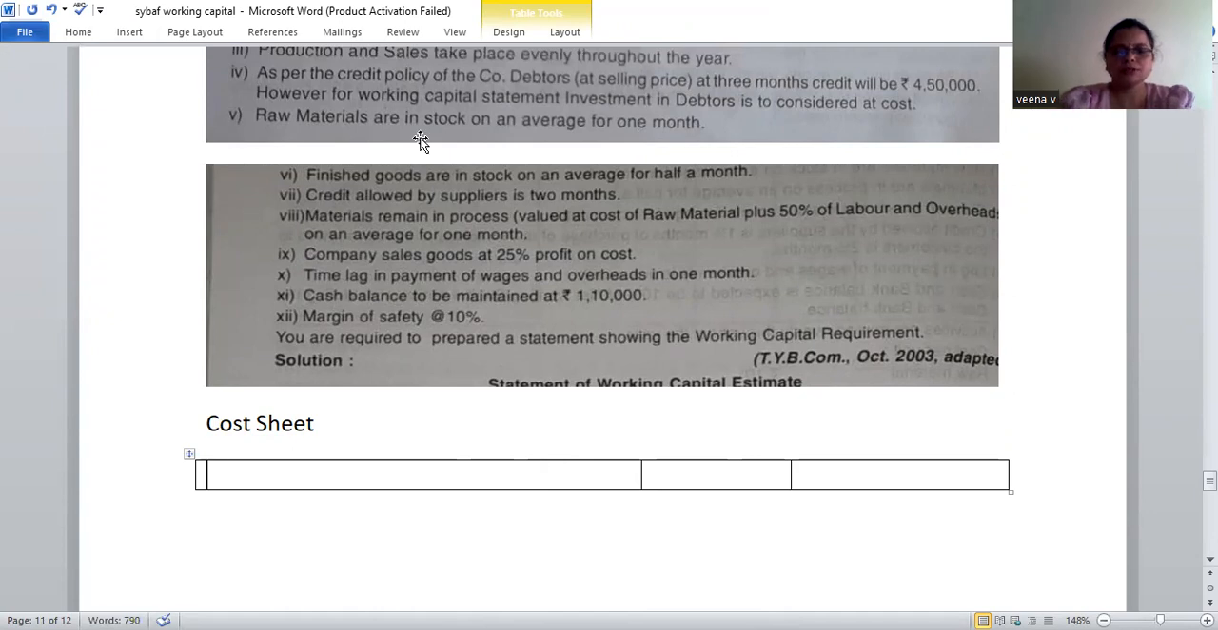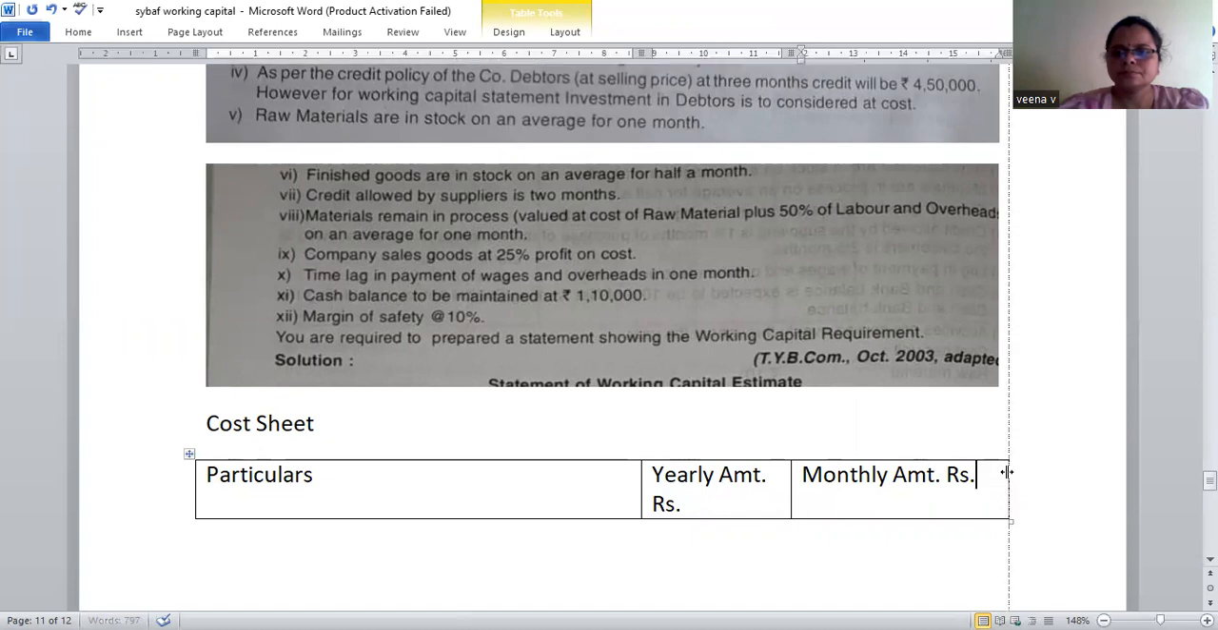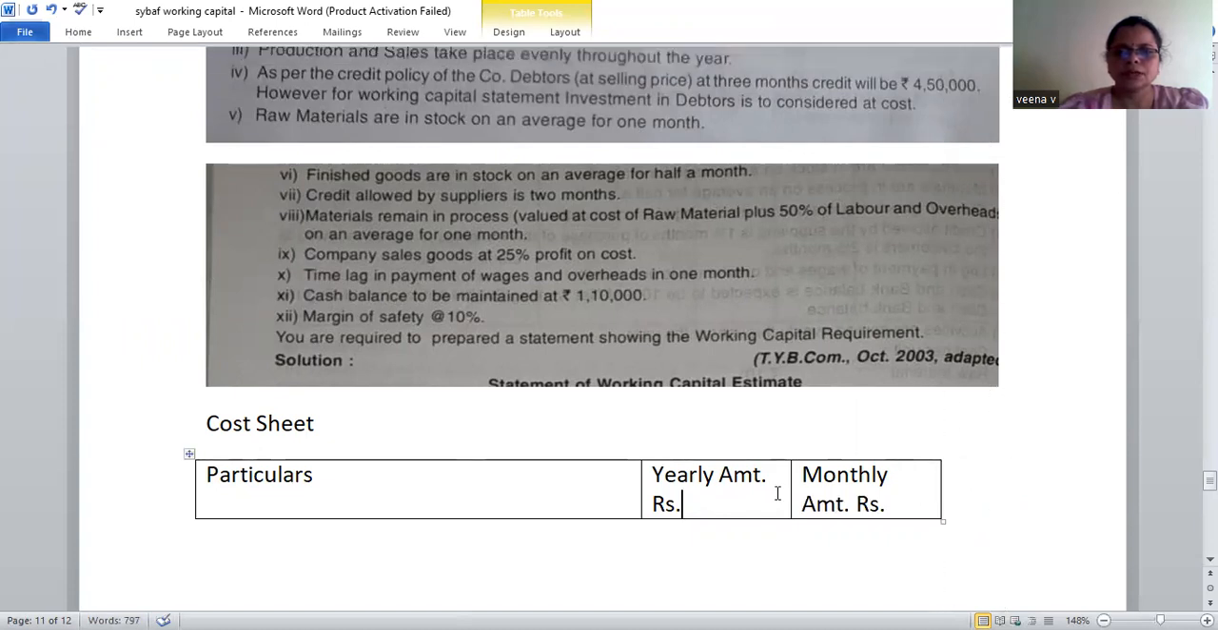So this will be your particulars for cost sheet. Then yearly amount rupees, monthly amount rupees. Both we have to calculate, yearly and monthly. Okay, let us start with it. First, normally we have to take material, labor and overheads. So first one is material.